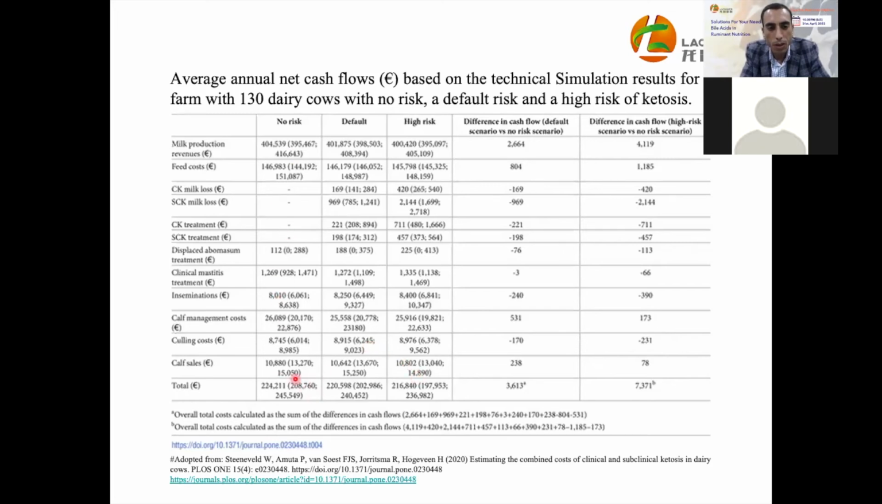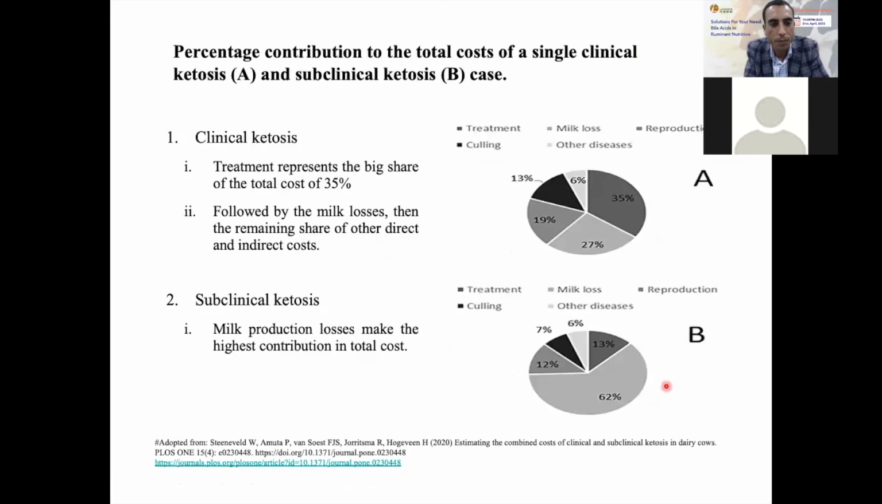Collecting all this together, we have here the total. Finally, the total comparing the no risk with the default is more than 3,600 euro. And at the second level, comparing the high risk with the no risk, the number is doubled and reaches more than 7,000 euro.